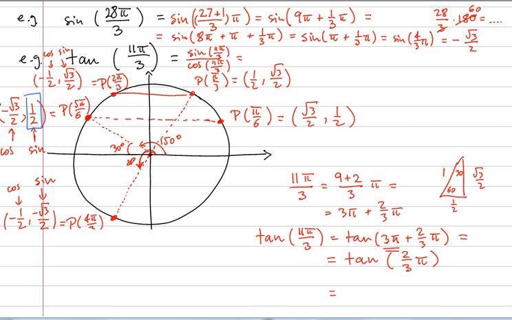So I get that tangent is sine of 2/3 pi over cos of 2/3 pi. And then I just read off what these numbers are. Sine is square root of 3 over 2, and cos is negative 1 over 2. And when I cancel out the double fraction, I get exactly negative square root of 3. And that's my final answer.